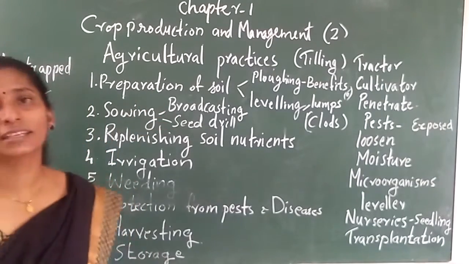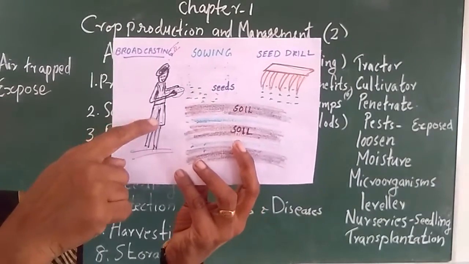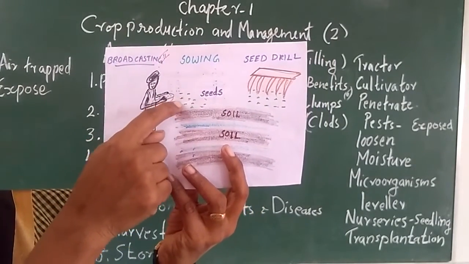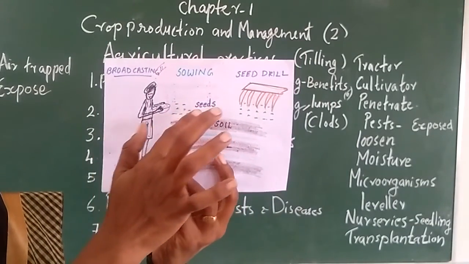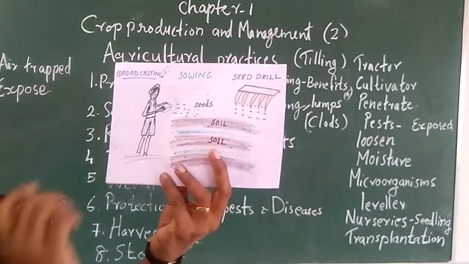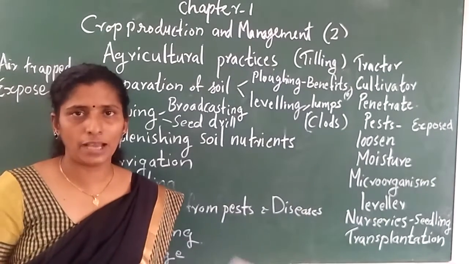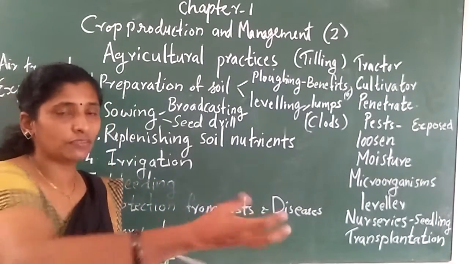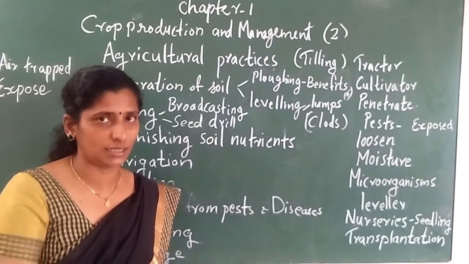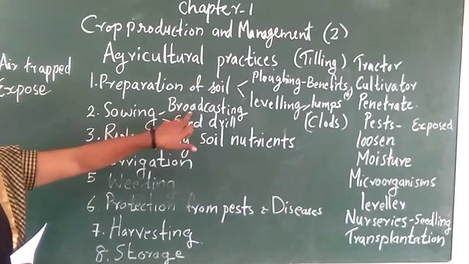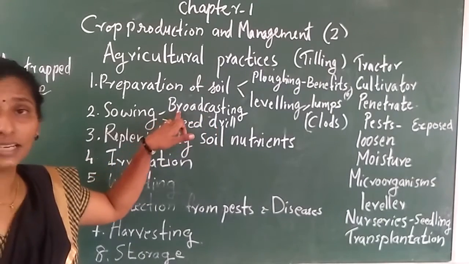After plowing, what do we have to do next? See this. He is taking some seeds and putting them in the soil. Putting the seeds into the soil is called sowing. When we do it manually, with my hand as a human being, it is called seed broadcasting. Seed broadcasting means manually putting the seeds into the soil.